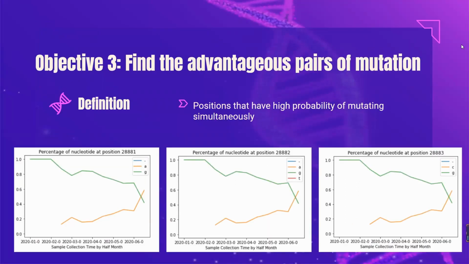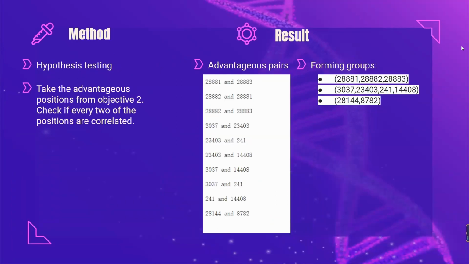So here comes our Objective 3, which is finding the advantageous pairs of mutation. During the mutation process, there are some positions that have a high probability of mutating simultaneously. So we may define them as a pair of advantageous positions. These are some examples. These 3 positions, we can see that they have almost the same pattern of mutation. We may predict that they are likely to become an advantageous group of mutation.